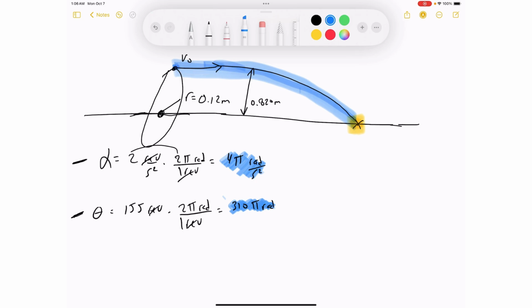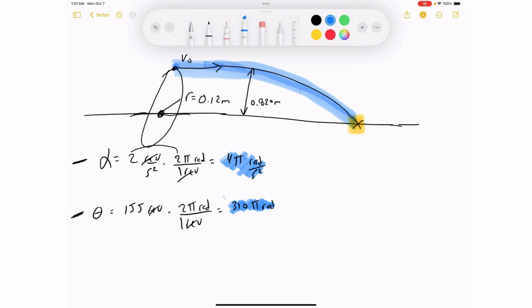So if I want to know how long it's going to take to hit the ground, do I need to know its horizontal velocity? No. The only thing I need to know is its velocity up and down. I need to know how to model it in the y direction, and its y velocity is 0, right?